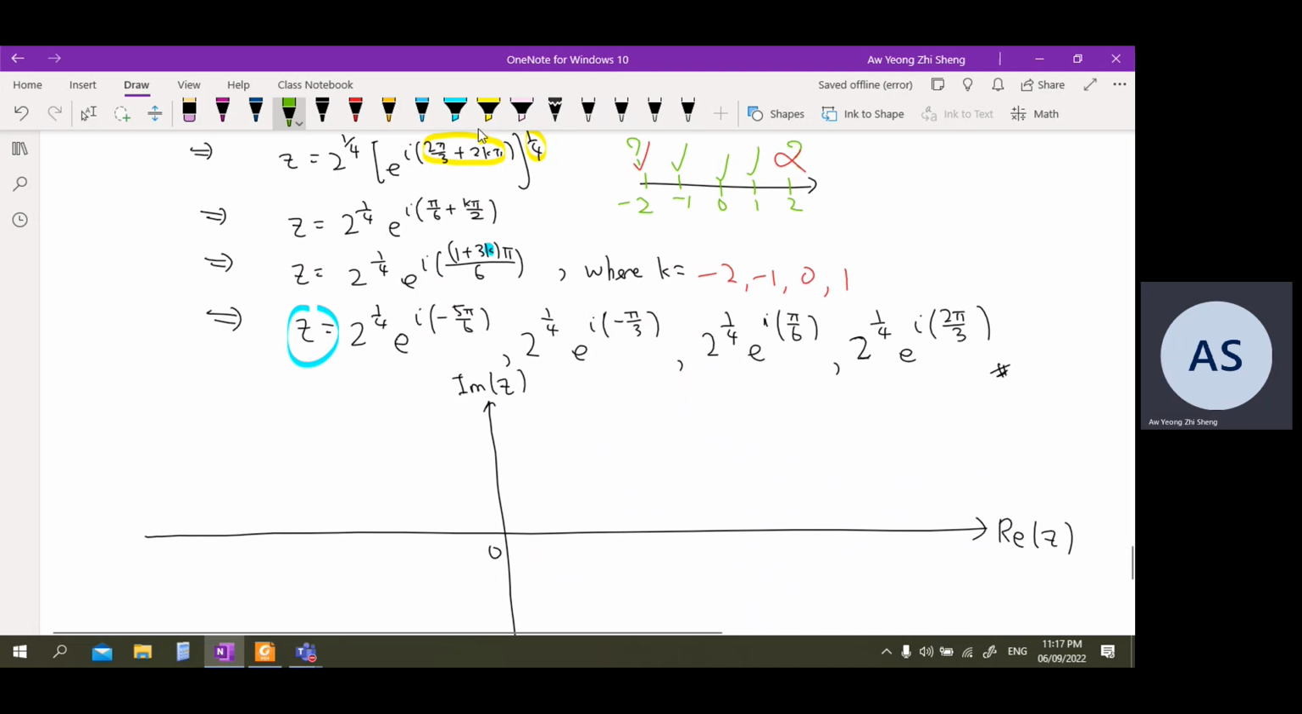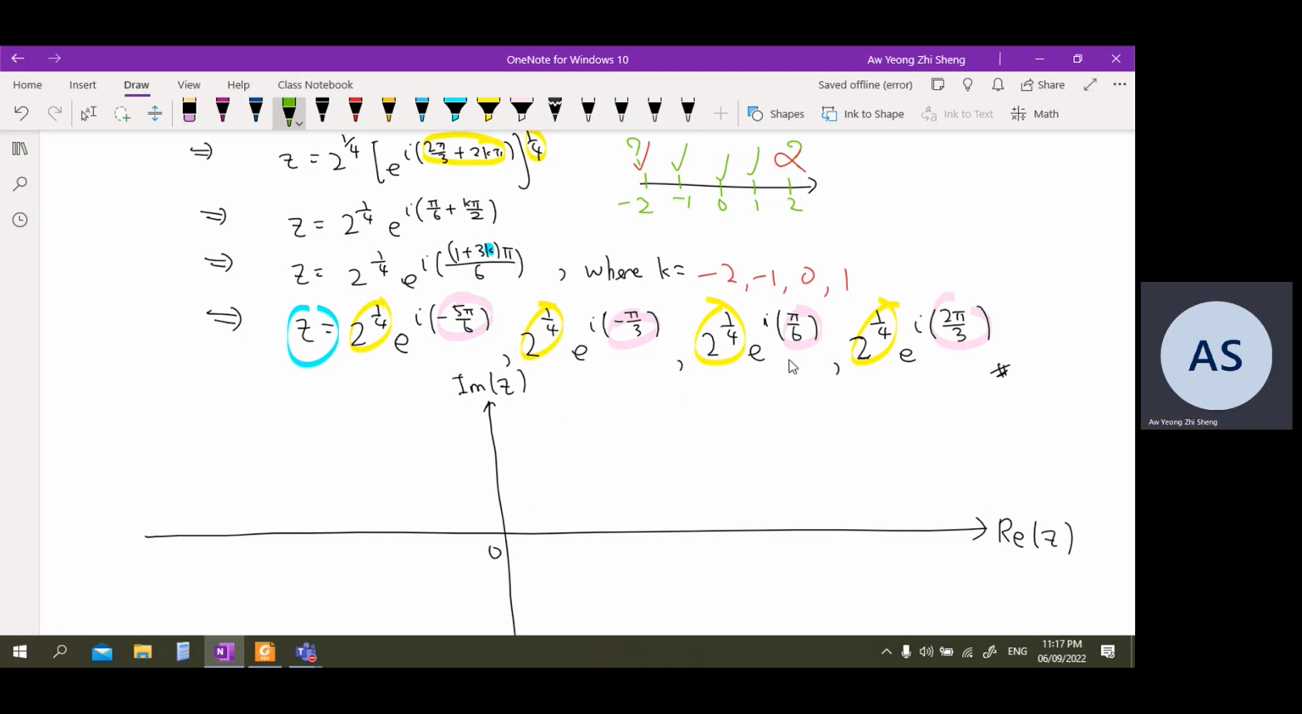Okay, now, the modulus of 2 power 1/4 tells us that all these 4 points are equidistant from the origin. And next, all the pink colored arguments here will be the angle measured from the positive x direction to the vector representation of that complex number.